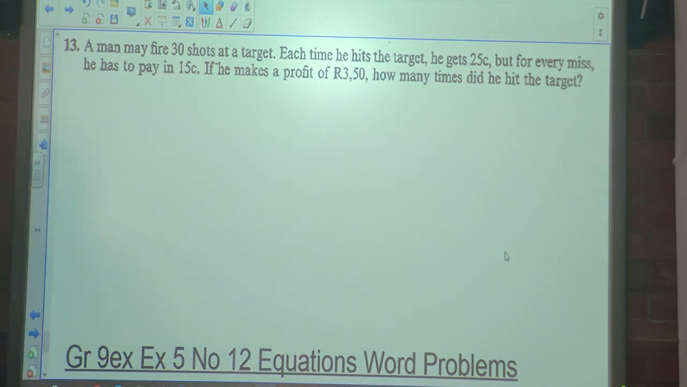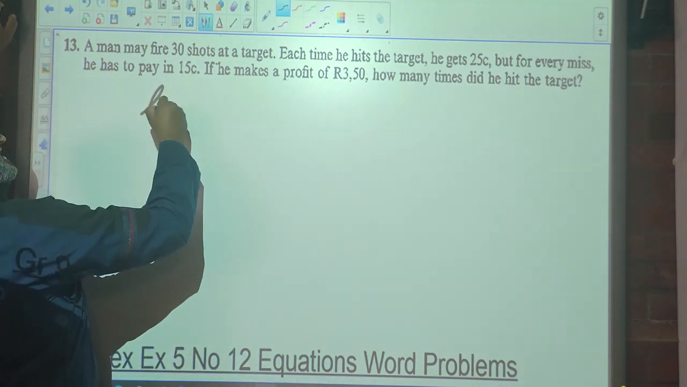A man might fire 30 shots at a target, 30 in total. Each time he hits the target, he gets 25 cents. But every time he misses the target, he must pay 15 cents. All 15 cents get deducted from the total. If he makes a profit of 3 rand 50 cents, how many times did he hit the target? So where do we start?